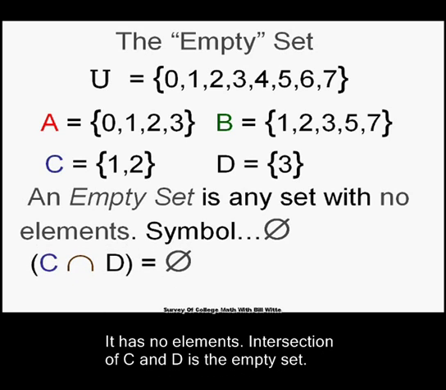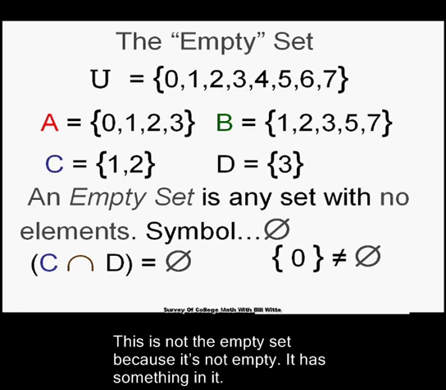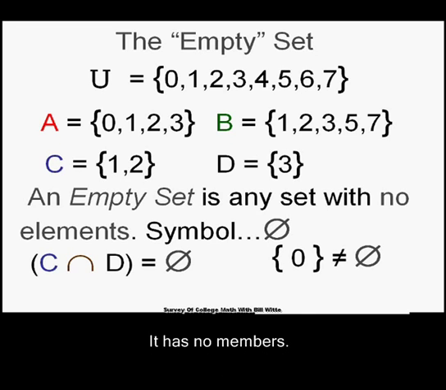The intersection of C and D is the empty set. There's something screwy around here. This is not the empty set because it's not empty. It has something in it. The empty set has no members.